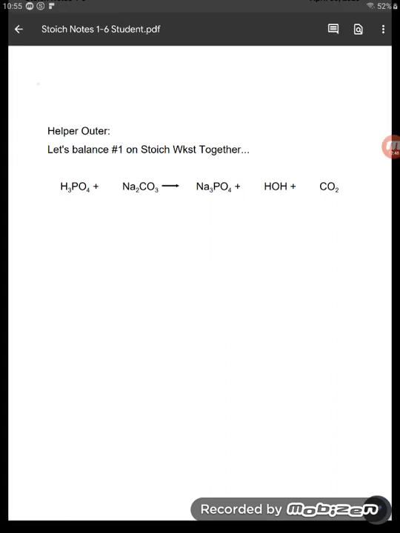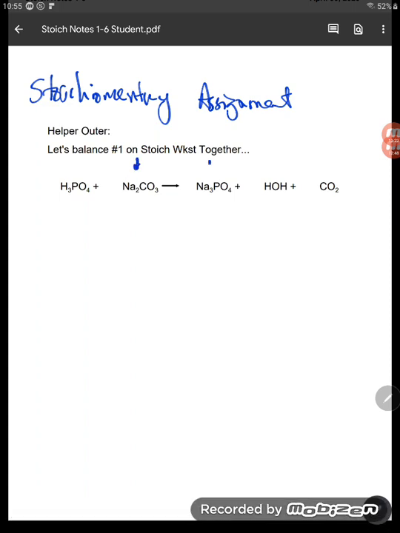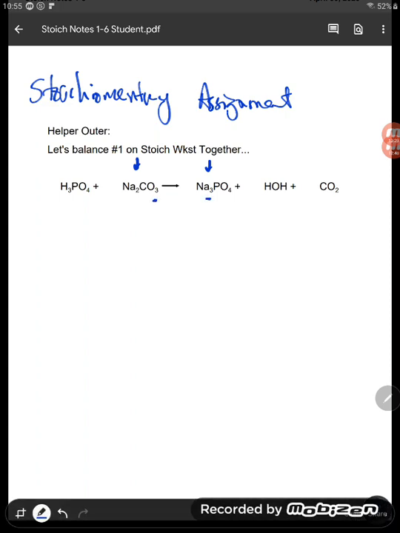Please move now into the stoichiometry assignment. I do want to help you balance that first equation because it can be kind of challenging. Balancing is still going to be something that is very important for you moving forward. But obviously, if you are stuck on a particular problem, use your resources to help you with balancing if you need to. You'll see that with the sodium carbonate as the reactant and the product, sodium phosphate, we've got that 3-2 scenario. So I love picking these out and starting there.